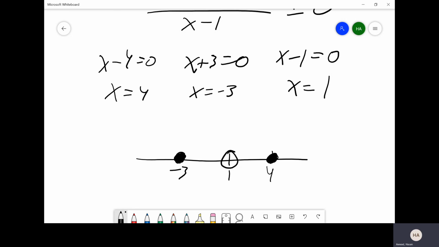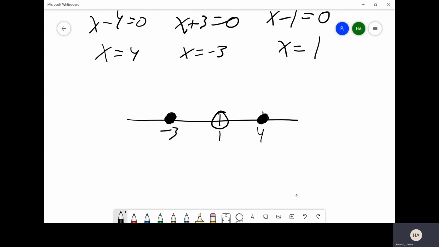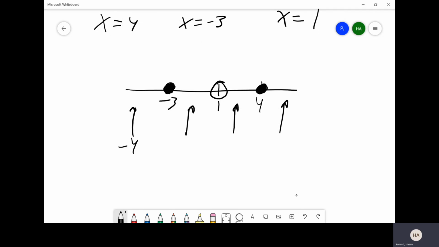Okay? So now we have 4 intervals that we have to test. We have here, here, here, and here, right? 4 different intervals that we have to test. So we choose test points. I'm going to pick negative 4. I'm going to go ahead and pick 0 here, 2, and 5. Feel free to pick different numbers than me. I'm just picking the ones that are intuitive, pretty close to, making this as easy as I can for myself.